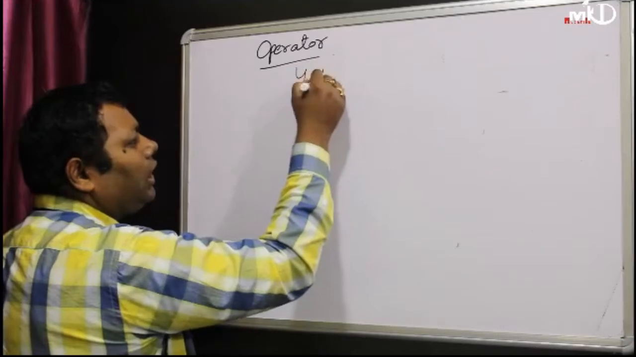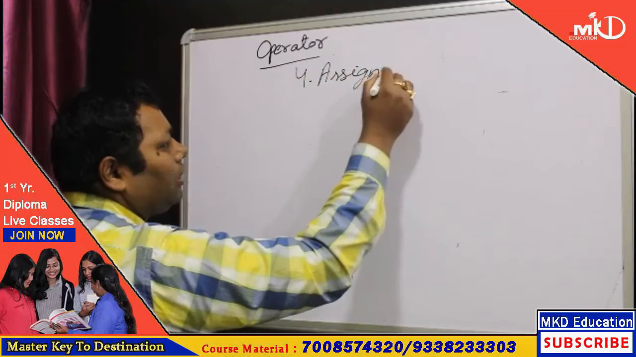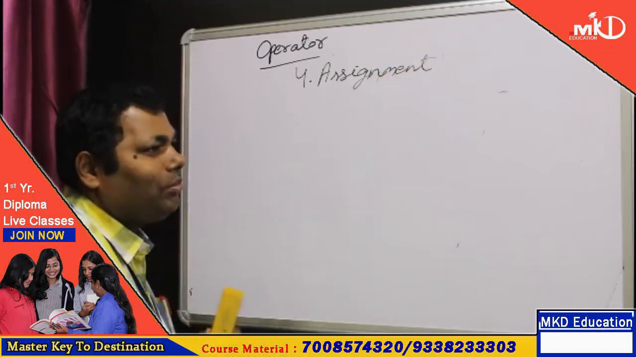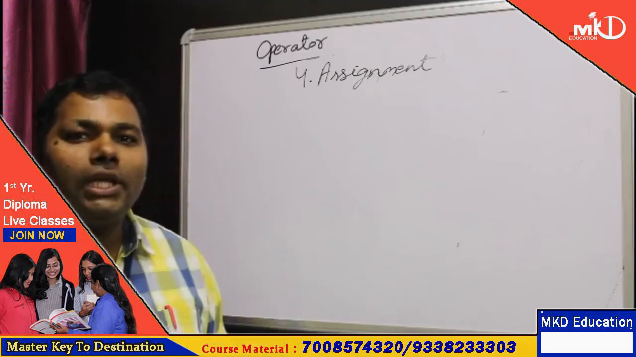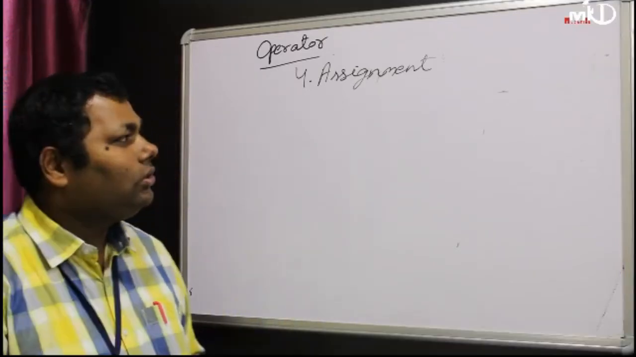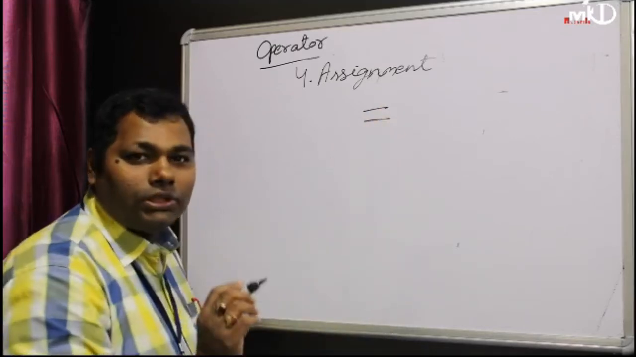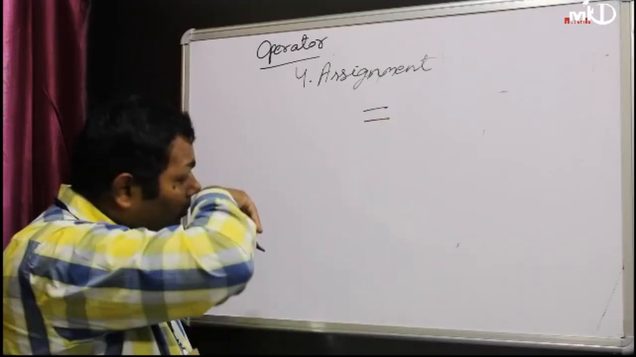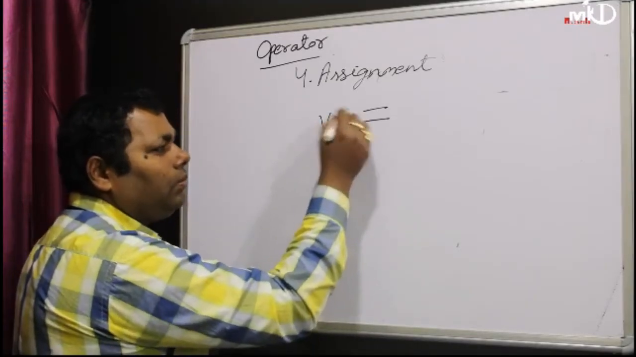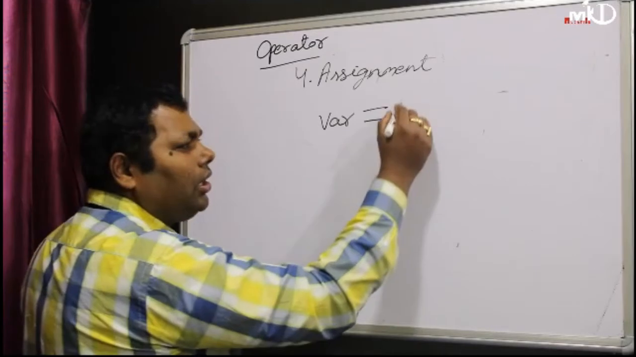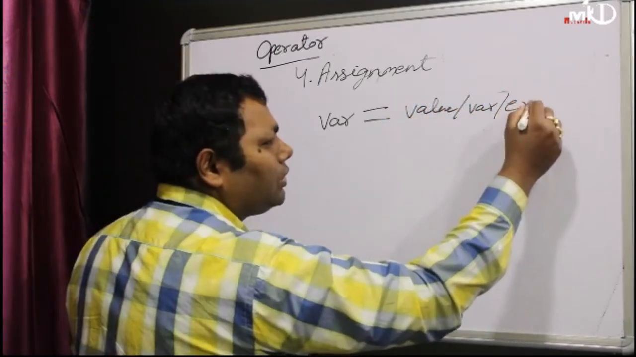The next is the assignment operator. Assignment means giving some value to the variable, or assigning some value to the variable. Generally for the assignment operator, we are using a single assign symbol. But as per the syntax, the left hand side must be a variable and the right hand side may be a value or variable or expression.